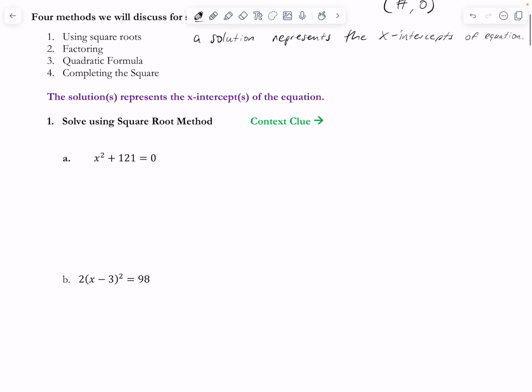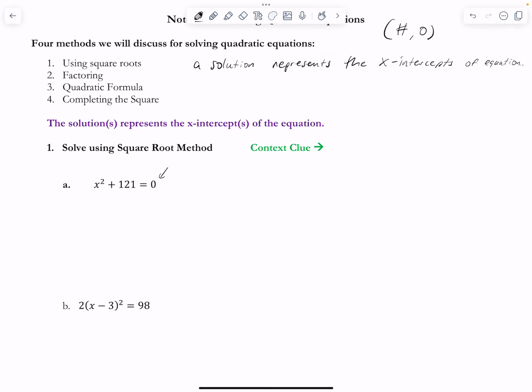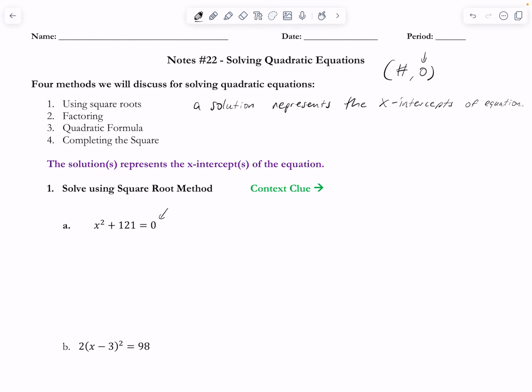So you'll notice, with this first one, A, it's already set equal to 0. When we get into functions, the first thing we're going to do is set that function equal to 0, right? We're going to make the y value equal to 0, which will allow us to find those x-intercepts. You're going to hear me refer to them as solutions, zeros, x-intercepts, as well as roots of these different quadratics. So if you hear anything about finding solutions, zeros, x-intercepts, or roots, it all means to do the same thing.